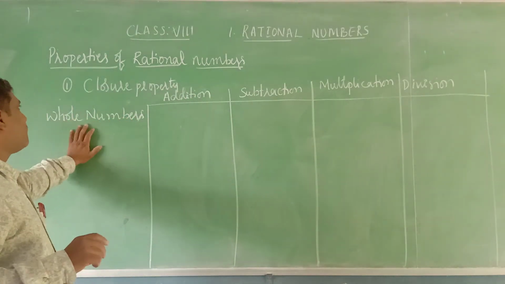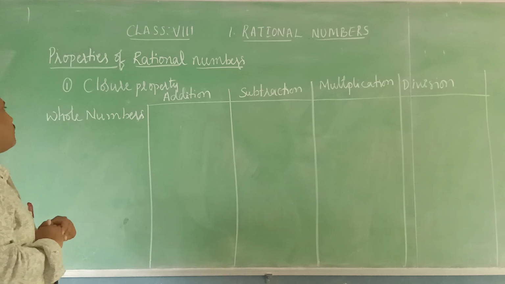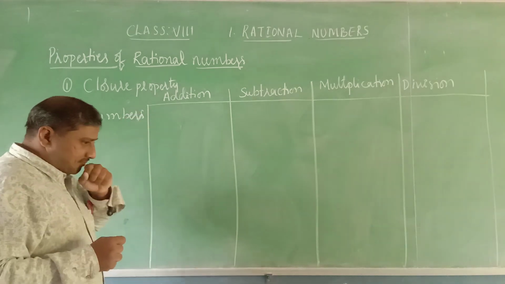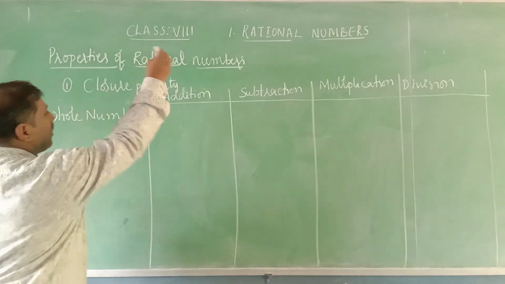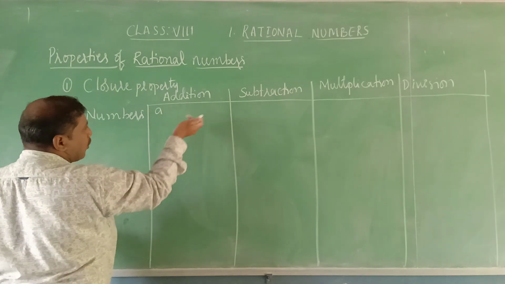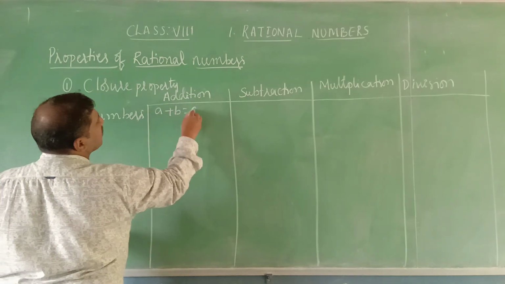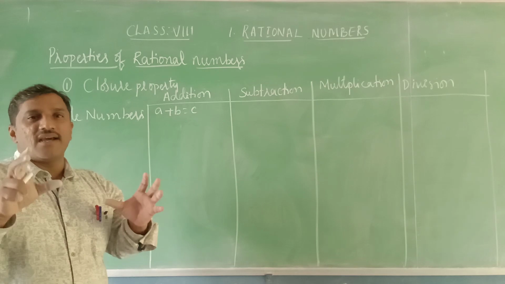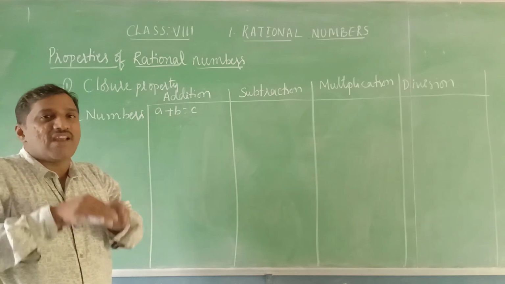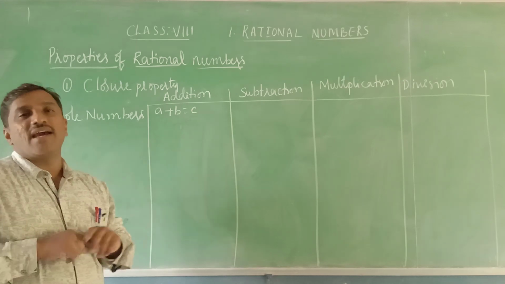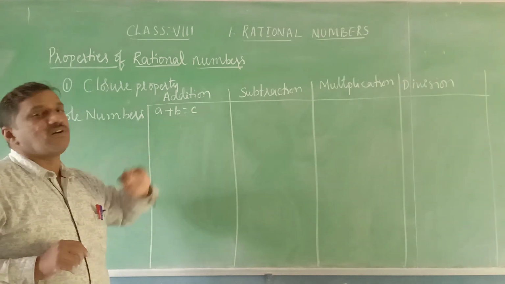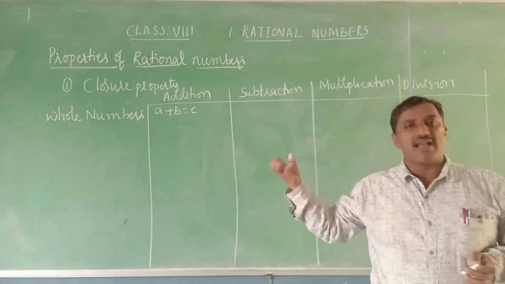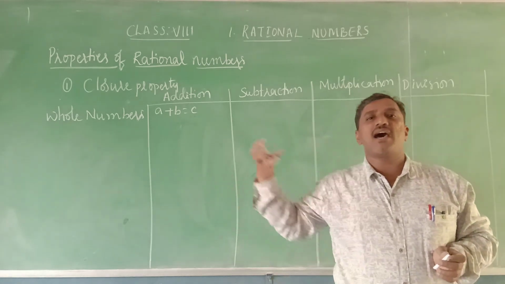Now, first we discuss whole numbers. The first property, closure property. What is the statement of closure property for whole numbers? Let A and B be 2 whole numbers. Then A plus B is equal to C, and C is also a whole number. Here A and B are 2 whole numbers, and when we add, the result C is also a whole number. Here what are A, B and C? They are whole numbers. If we consider integers, they are integers. If we consider rational numbers, they are rational numbers.